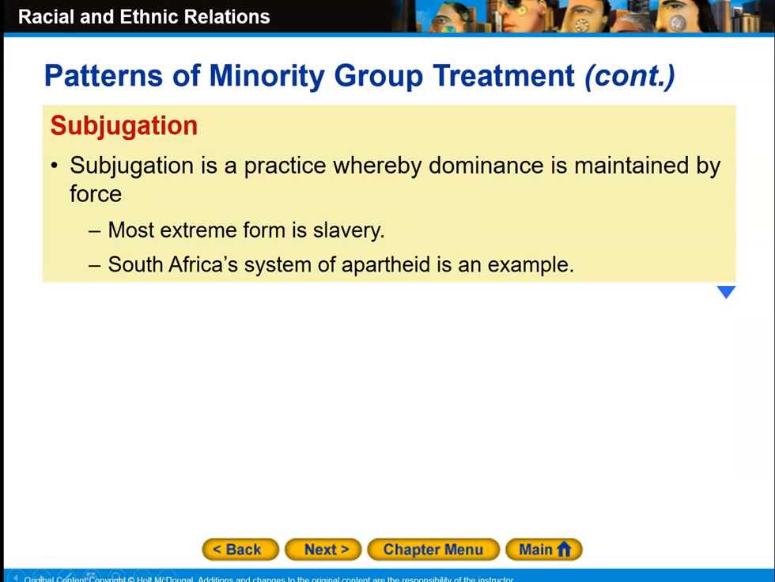Subjugation is a practice whereby dominance is maintained by force. The most extreme form of subjugation is slavery. Prior to 1994, there was South Africa's system of apartheid, in which they formally segregated their society, keeping black people in a subservient role. This also existed here in the United States in the Jim Crow era. And of course, slavery existed prior to the American Civil War.